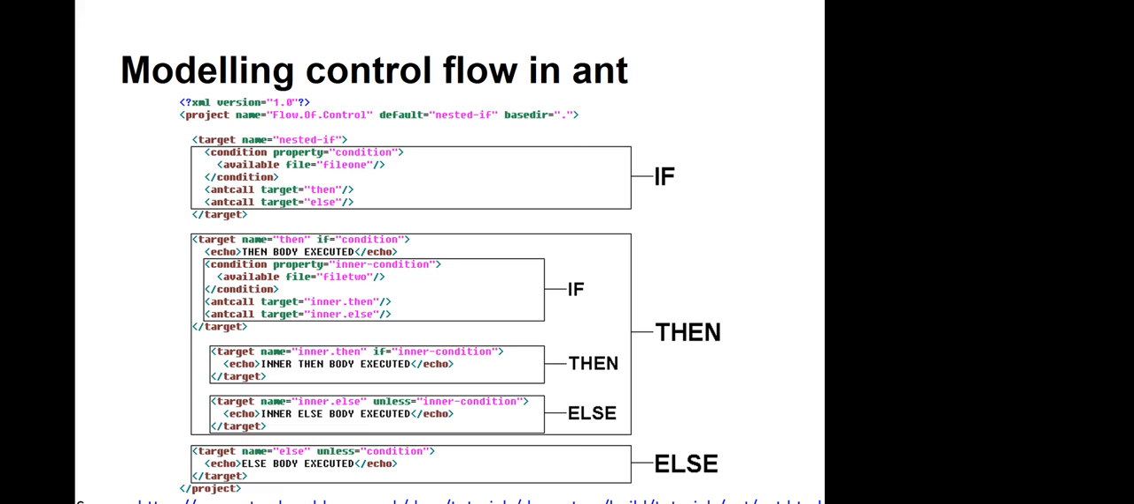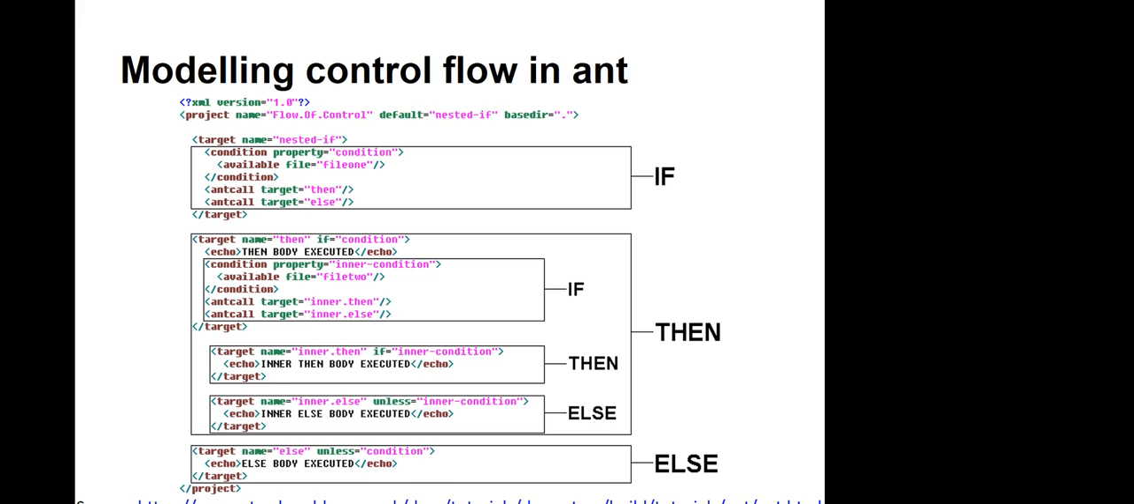if we run this project with this flow of control, the default target is nested if, this one here. What does it do? Well, it actually checks a property condition. The property condition that it checks, basically your if statement, if you like, is whether a file is available. So available file, file one. If that file is available, then make an Ant call to target then, alternatively to else. Okay, where is then? Well, then is here. And else is down here. Indentation is off, I think. So alternatively, you execute this body here, or you execute this body down here.